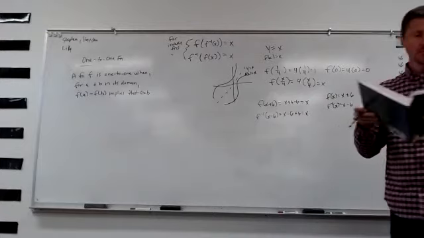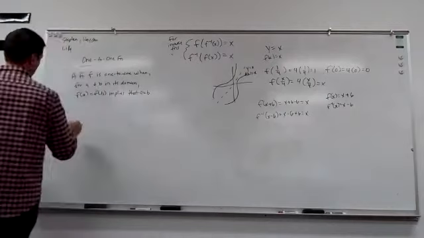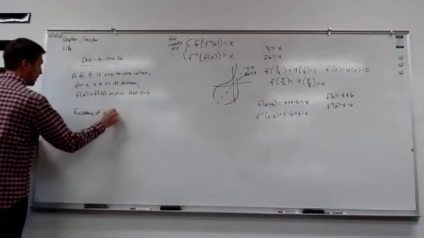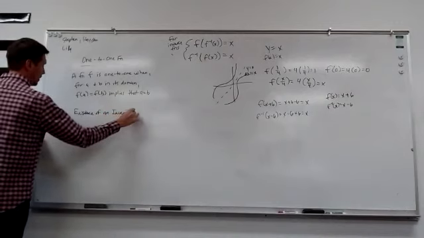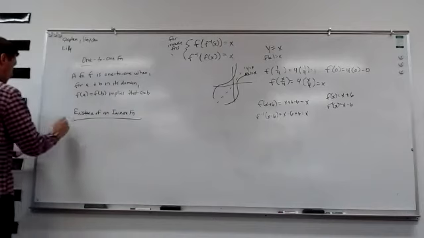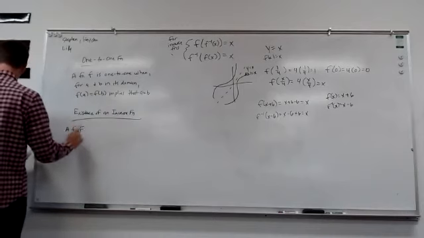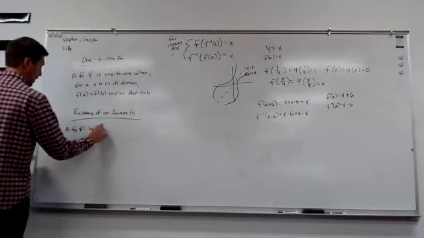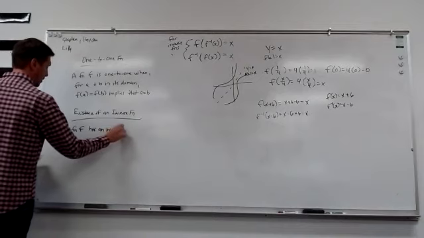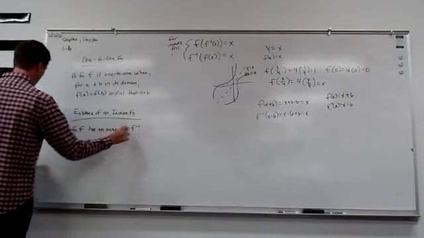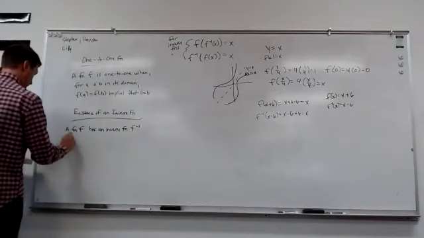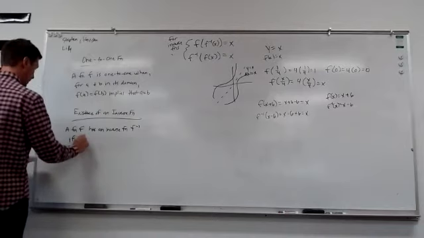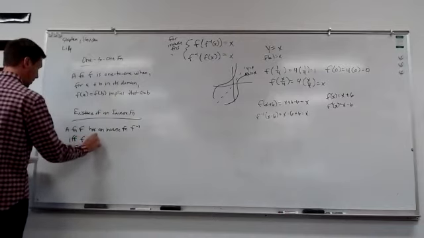And to piggyback off of that, existence of an inverse function. A function f has an inverse function f of -1 if and only if, IFF, right? That's the shorthand way to write that. If and only if f is one-to-one.